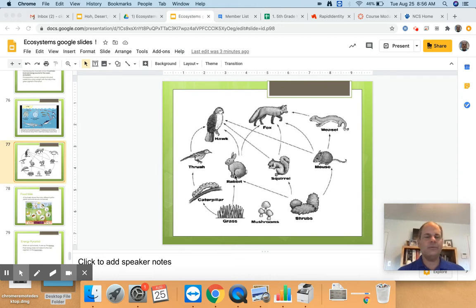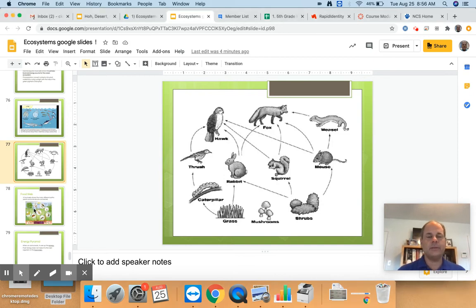But in nature, the hawk does not just eat the squirrel. The hawk has a variety of things he would eat, or she would eat. Same as a fox. The fox would get energy from the rabbit, from the squirrel, from the weasel, from the mouse. This is a more real picture.